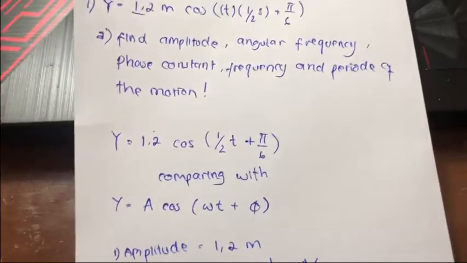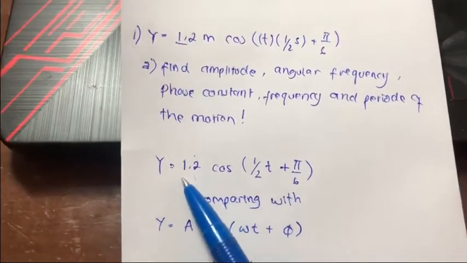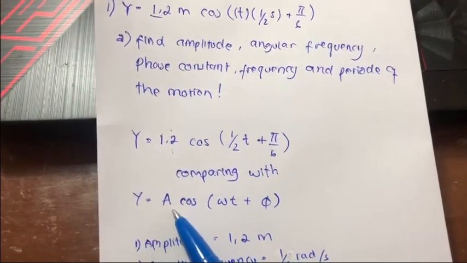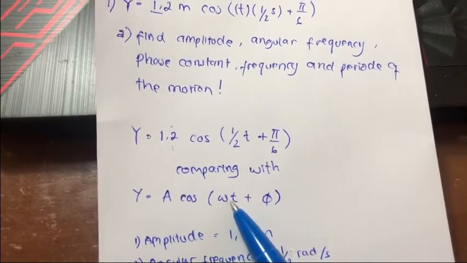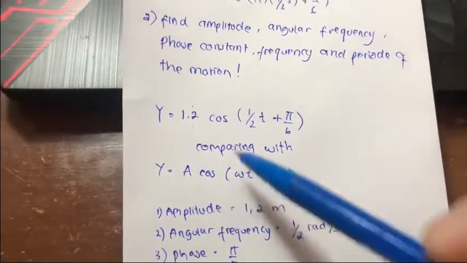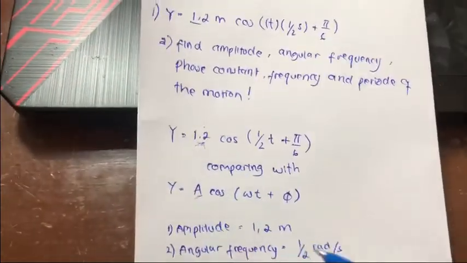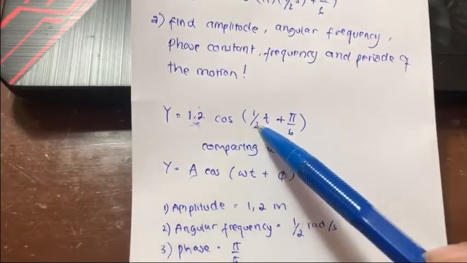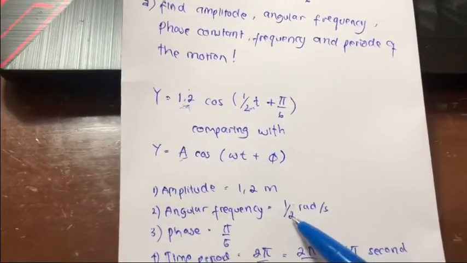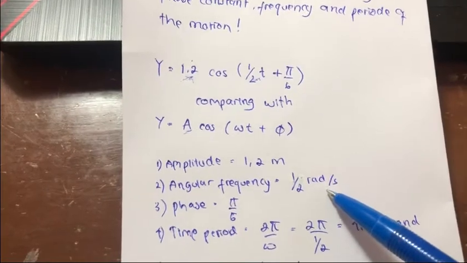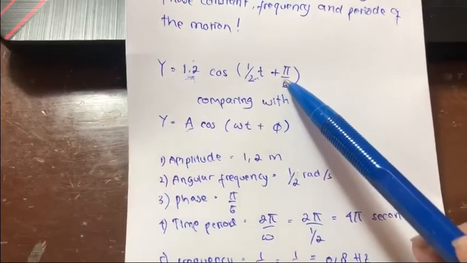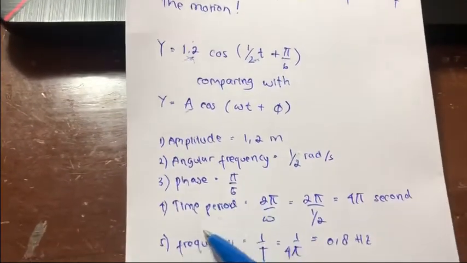As we know, we have this equation and we compare it with this one, y equals amplitude times cos(angular frequency times time plus phase). We know that the amplitude is 1.2 from here. Then the angular frequency is half radian per second, and the phase is this one.